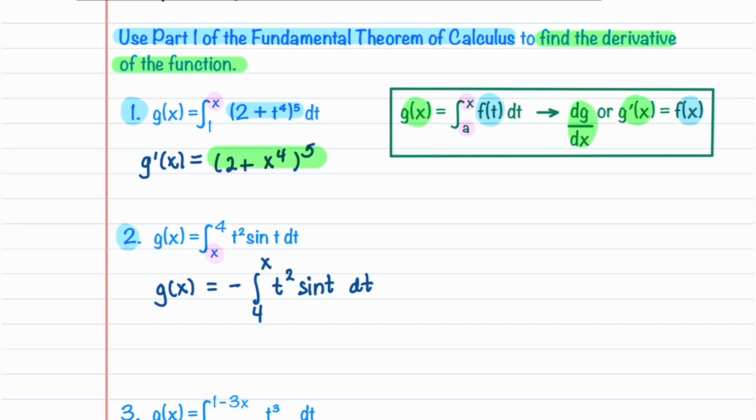Now we can go ahead and find the derivative of g of x by using the fundamental theorem of calculus. We have g prime of x is equal to the integrand t squared sine t evaluated at our upper limit x. So we have our negative, and now we're going to have x squared sine x. And there's our answer.